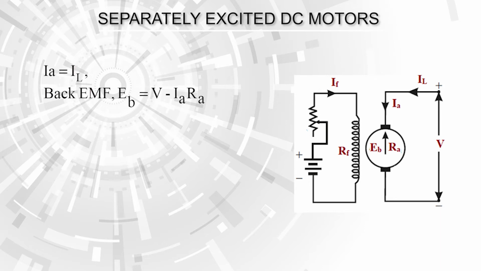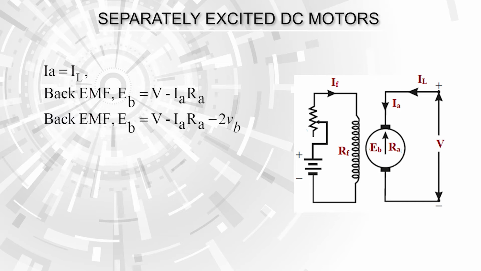Now suppose you want to write the equation for this circuit. Here you can write the back EMF, EB is equal to V minus IA RA, where V is the applied voltage, IA is the armature current and RA is the resistance of the armature. Again, you can write the equation of the back EMF as EB is equal to V minus IA RA minus 2 Vb, where Vb is the voltage drop across the brush. That means when you consider the voltage drop across the brush, the final expression for the back EMF is EB equal to V minus IA RA minus 2 Vb.